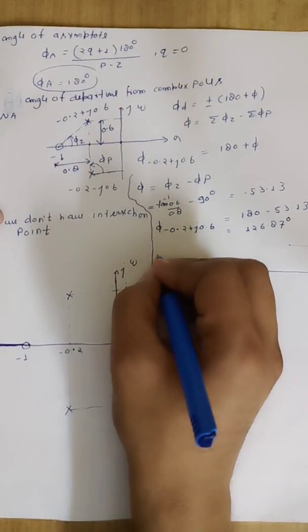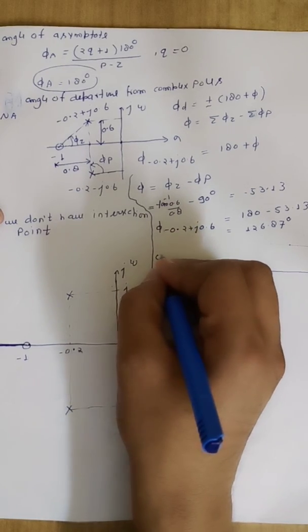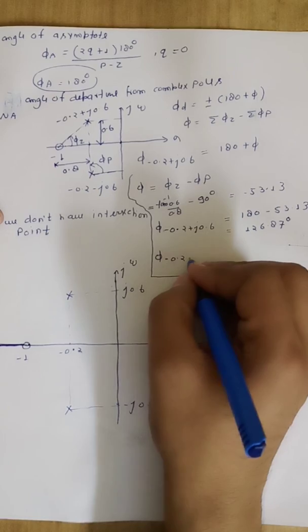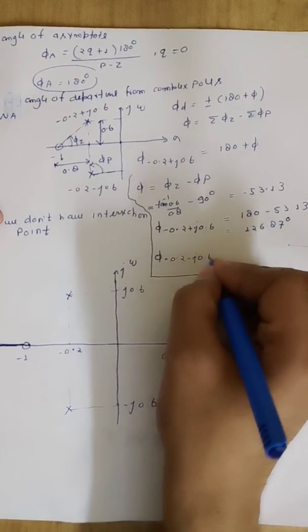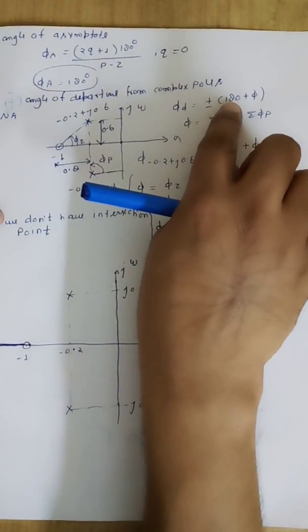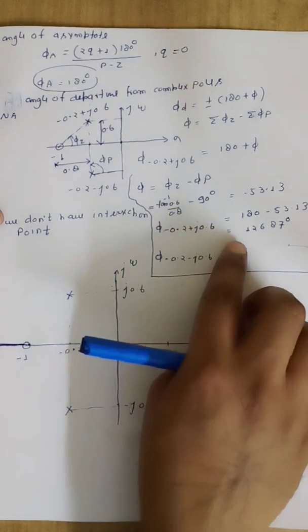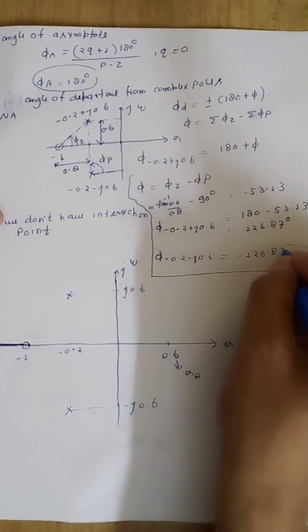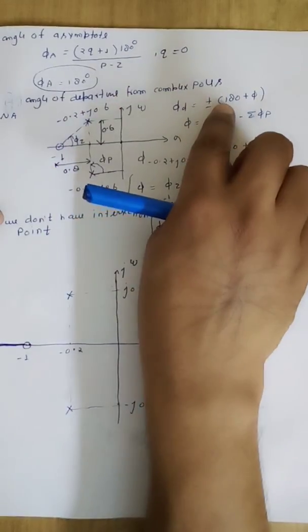Similarly, we can calculate angle of departure from complex pole minus 0.2 minus j 0.6 with the help of formula minus of 180 plus phi. That means minus of 126.87, because already we have calculated 180 plus phi.